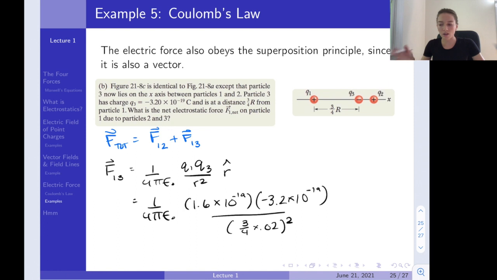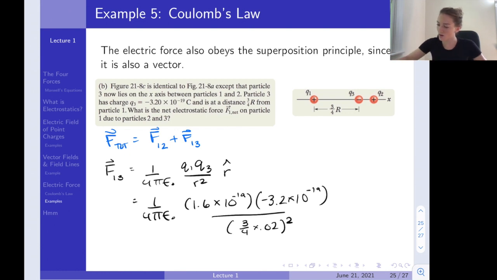Now be very careful when you're plugging this into your calculator that you do 3/4 of 0.02 and then square that whole thing. Don't accidentally just square the 0.02. That's again a very common mistake I see, especially with calculators. It's very easy to make. Okay, so we're squaring that whole bottom denominator there.